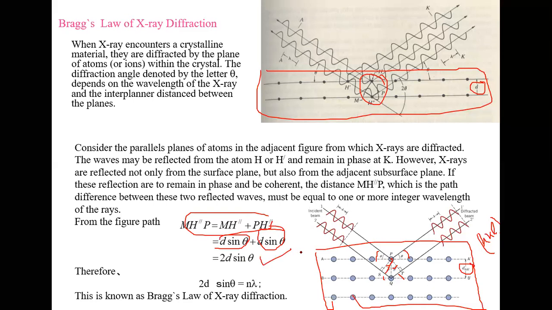From our optics knowledge, we know that if this path difference is an integral multiple of the wavelength of the incident X-ray beam, then constructive interference will occur if we place a detector over here. What does constructive interference mean? It means that if you place a detector here, the intensity of the light will be very, very high. So that is constructive interference, and this is called Bragg's law of X-ray diffraction.